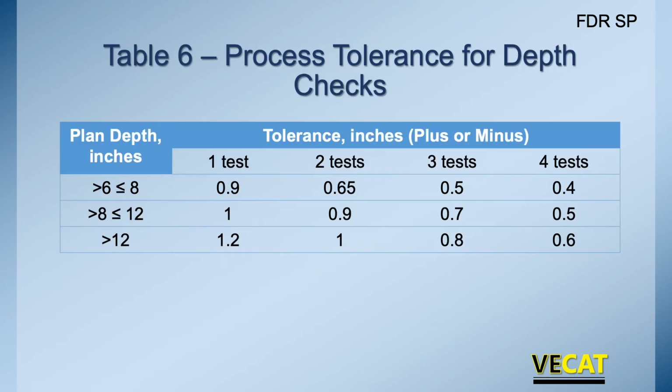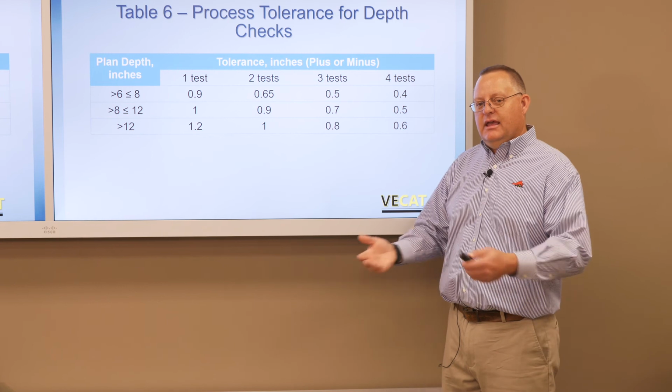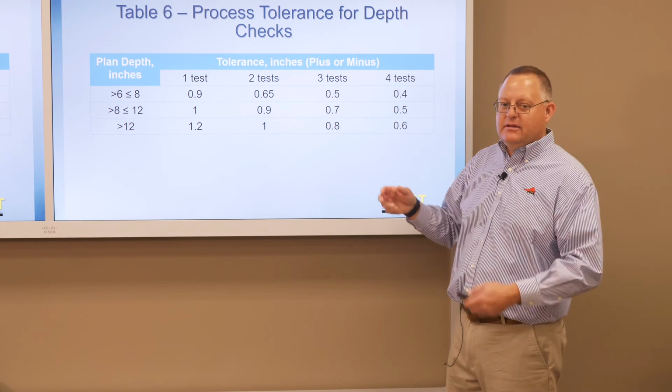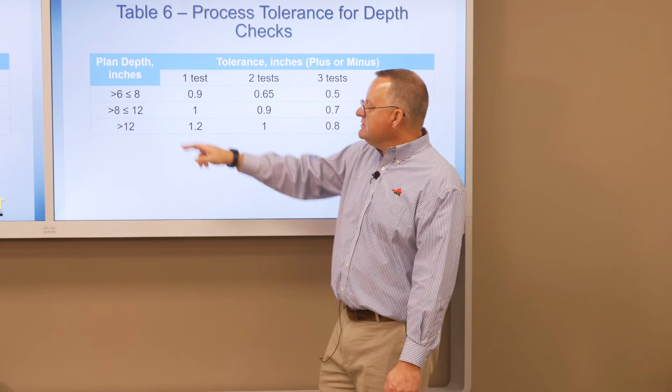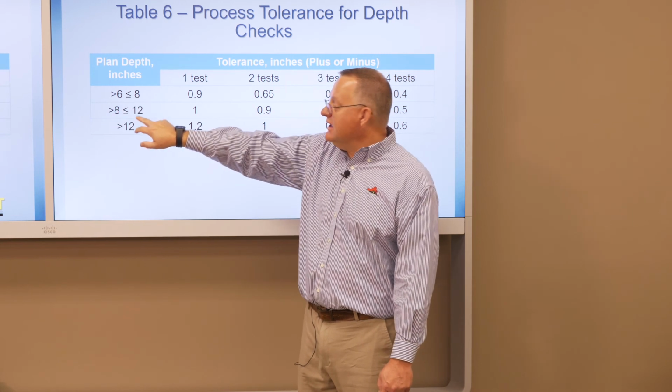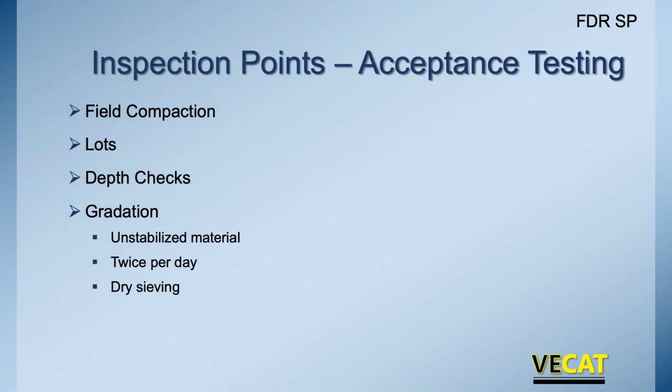Here's table 6, so you can see, here's our plan depth. So if we're between 6 and 8 inches, 8 and 12 or greater than 12, and if we take 1 test all the way to 4 tests, the average, are we plus or minus 4/10? If we only take 1 test greater than 12, 1.2 inches. So again, we're going through for that lot, checking a couple locations. We can check more, we can check less, but are we within these tolerances of what was called for? And again, most of our projects are right around 8 inches. We have some as thin as 6, and we have some as thick as 12, but we don't do too many greater than 12 inches around the state.